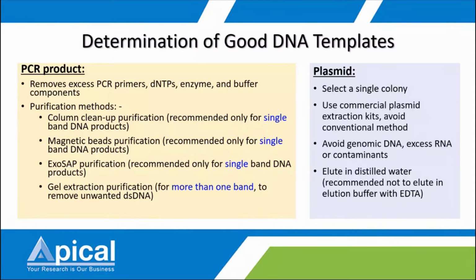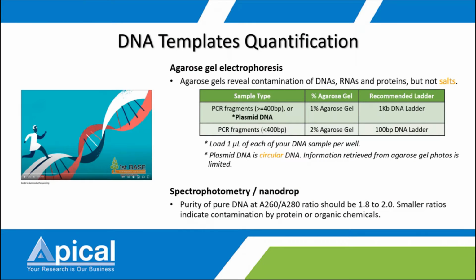Okay, so now you have your clean and pure DNA. How about the DNA amount? How do you make sure the DNA amount in your sample is sufficient for sequencing? You need to check the DNA amount. You can use agarose gel electrophoresis, or a NanoDrop or spectrophotometer.